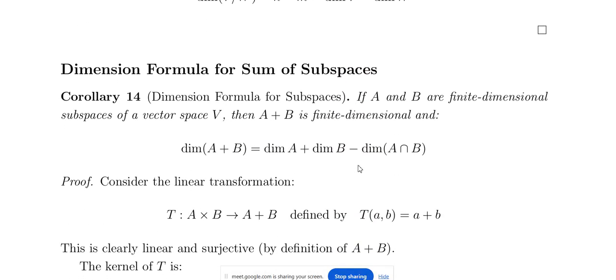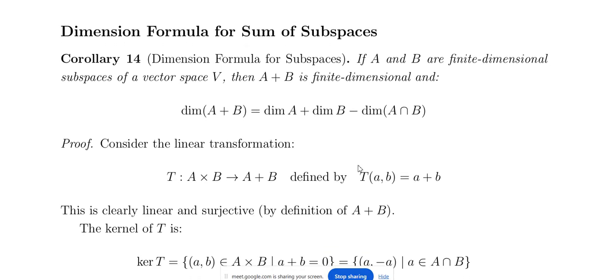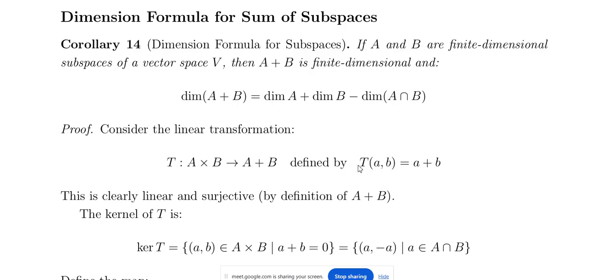The dimension formula for the sum of subspaces is also very important. If A and B are finite dimensional subspaces of the vector space V, then their sum A plus B is finite dimensional. Its dimension is: dimension of A plus B equals dimension of A plus dimension of B minus dimension of A intersection B.